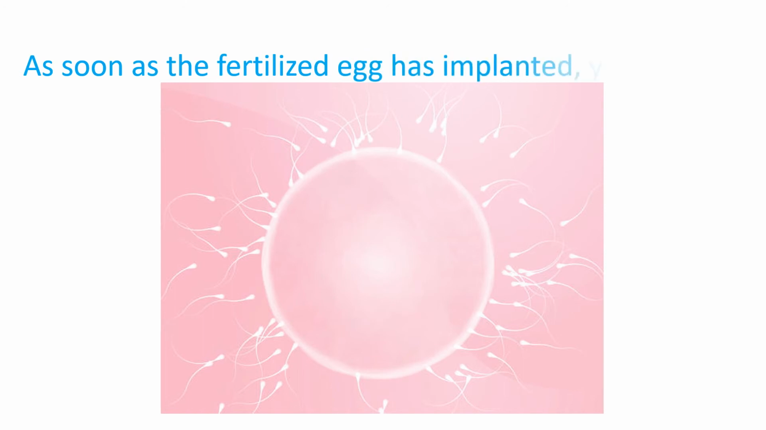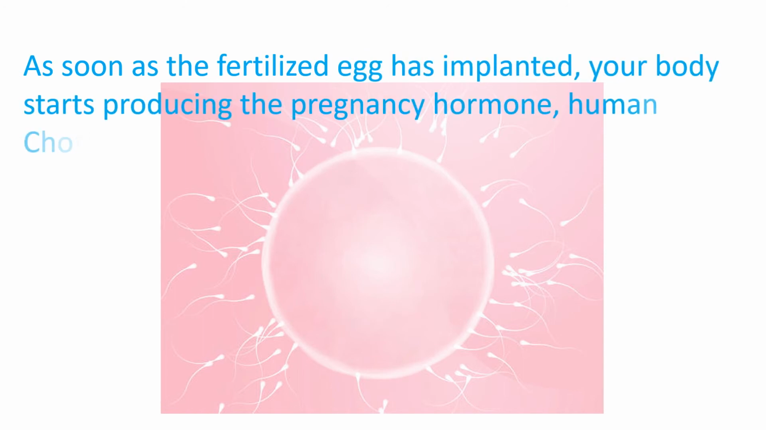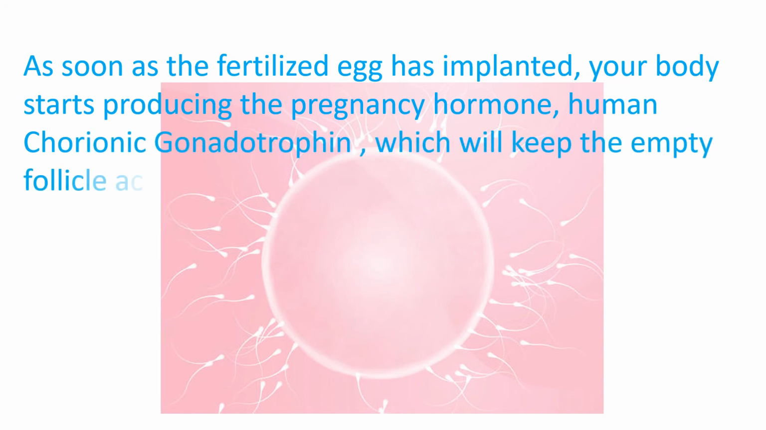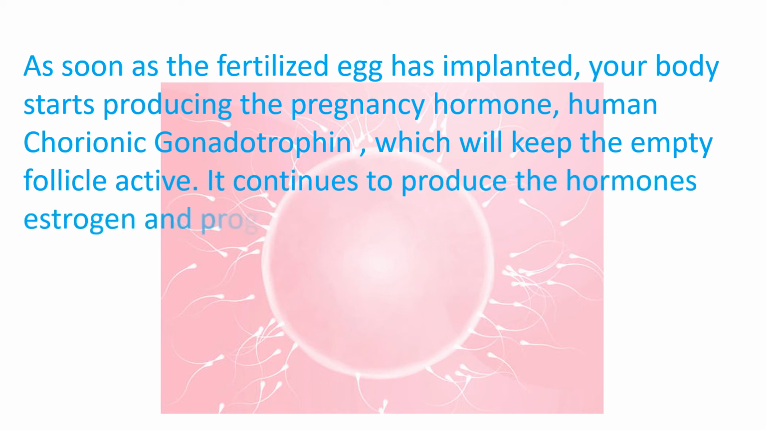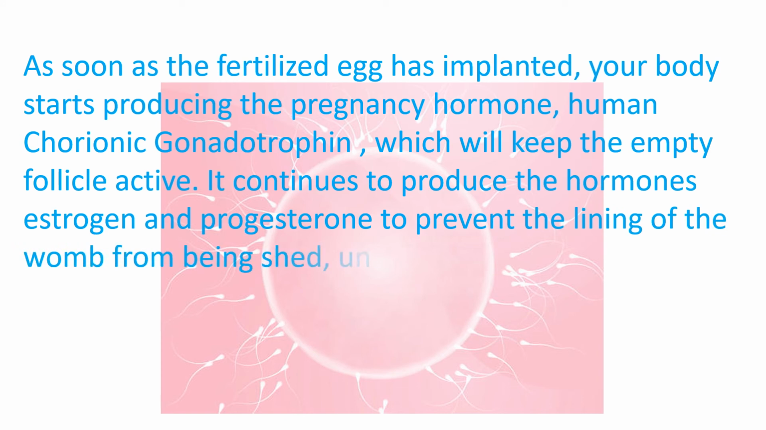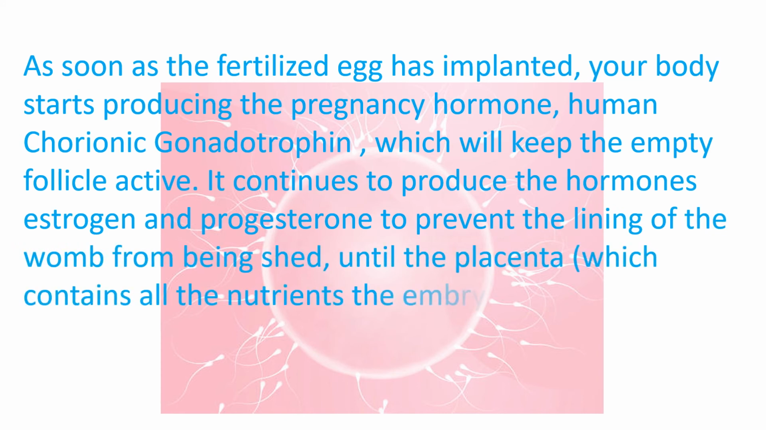As soon as the fertilized egg has implanted, your body starts producing the pregnancy hormone, human chorionic gonadotrophin, which will keep the empty follicle active. It continues to produce the hormones estrogen and progesterone to prevent the lining of the womb from being shed, until the placenta, which contains all the nutrients the embryo needs, is mature enough to maintain the pregnancy.